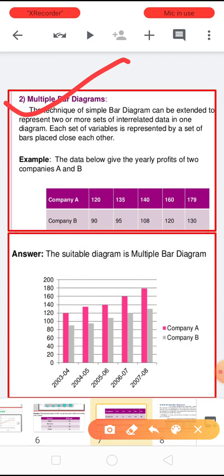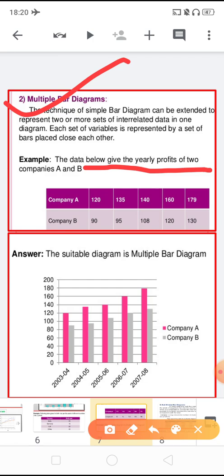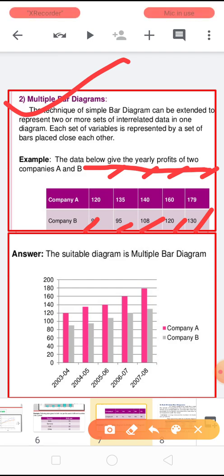So let's take one example, children. The data given below is the profit earned by two companies in the years. The profit earned by company A is 120, 135, 140, 150, and 179, and the profit of company B in the years 2003-4 onwards is 90, 95, 108, 120, and 130.